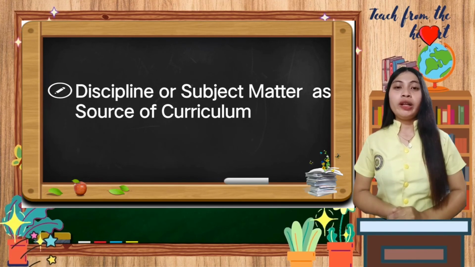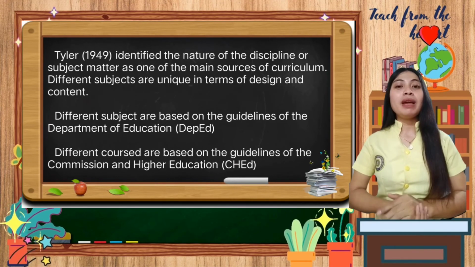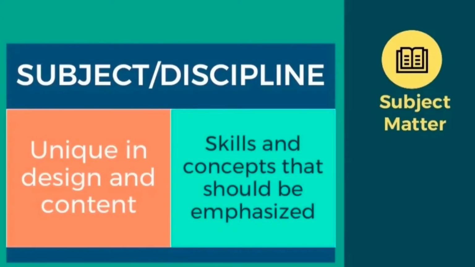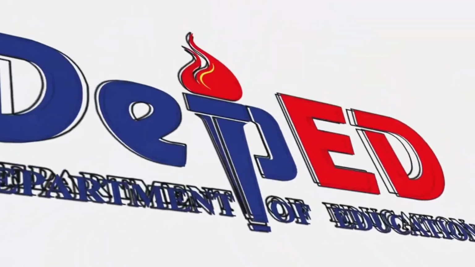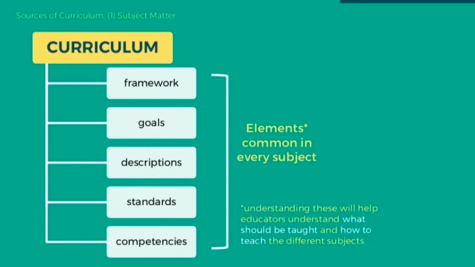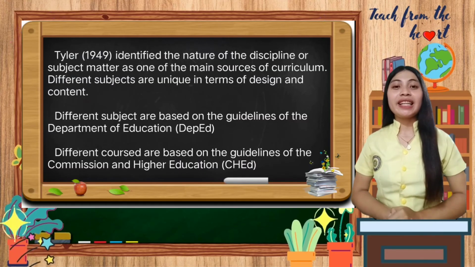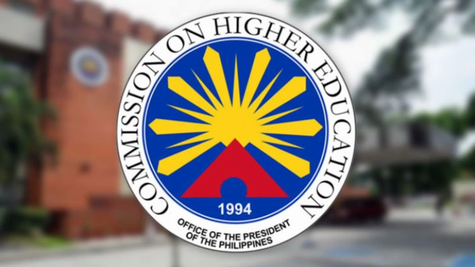Tyler, 1994, identified the nature of the discipline or subject matter as one of the major sources of curriculum. Different subjects are unique in terms of design and content. Different subjects are based on the guidelines of the Department of Education. And under the Department of Education, each subject has a curriculum framework, curriculum goals, descriptions, competencies, and standards. Different courses are based on the guidelines of the Commission on Higher Education.